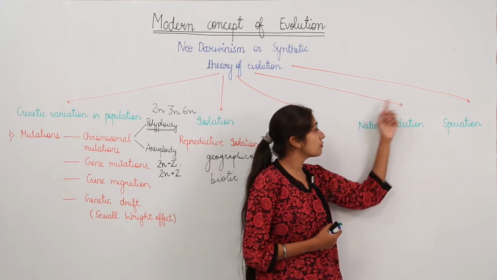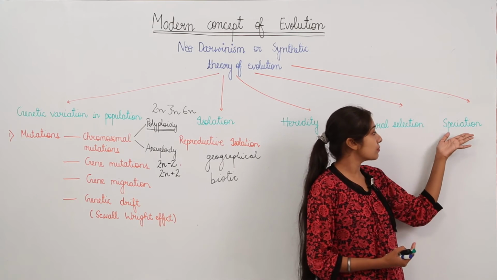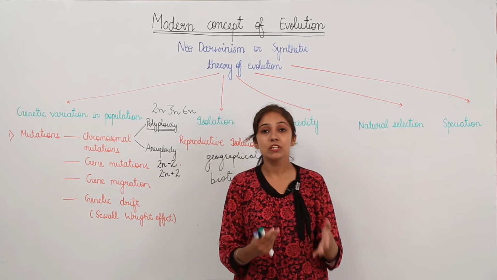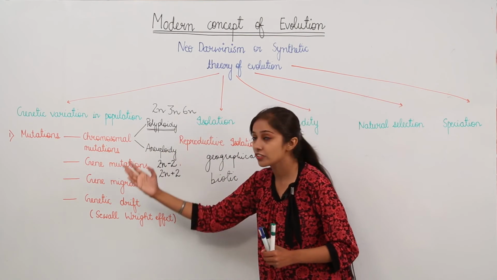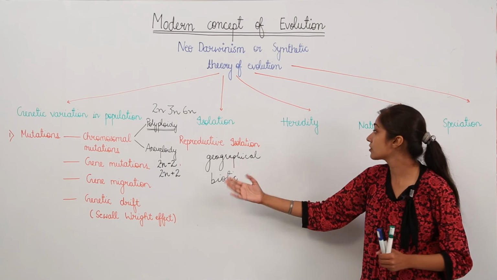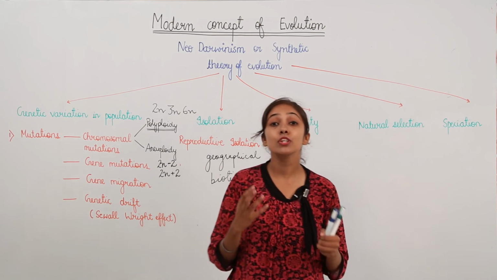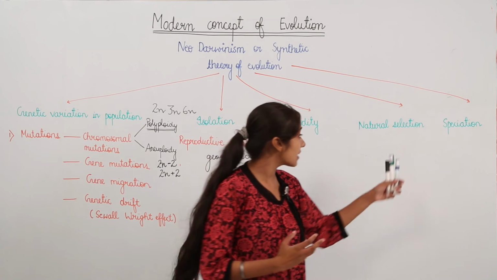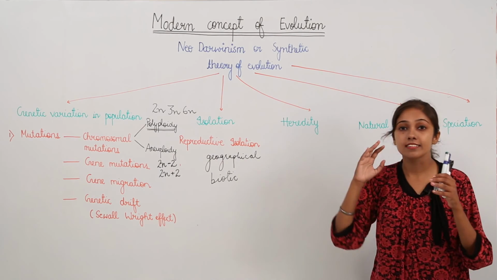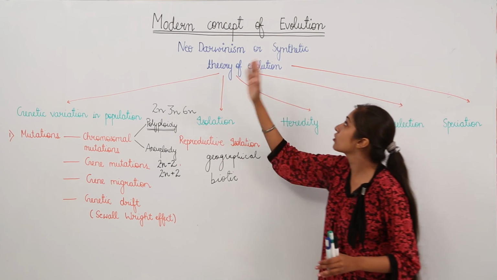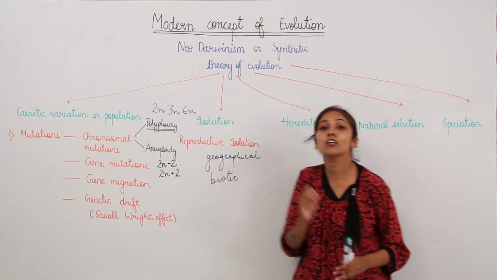Now natural selection we will be discussing in detail after this, right. So moving on to speciation, this means the formation of new species because of all these phenomena that go on, like mutations, isolation, that is reproductive isolation, heredity, natural selection. So all this leads to the formation or the origin of new species that we call speciation, and this all happens and has given rise to the modern concept of evolution, that is neo-Darwinism or the synthetic theory of evolution.